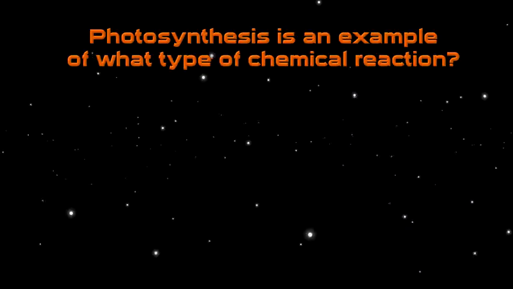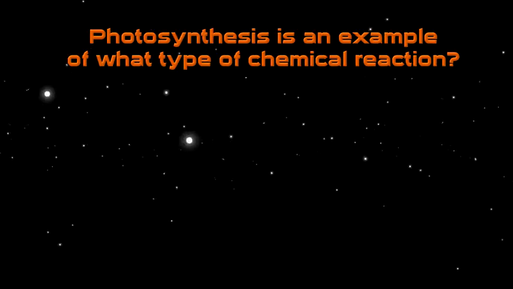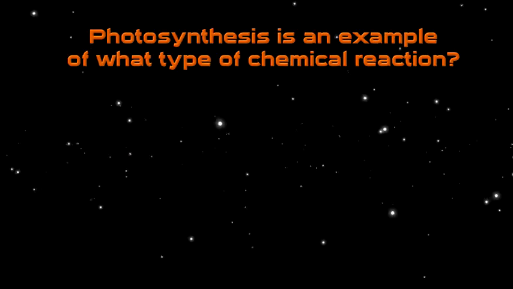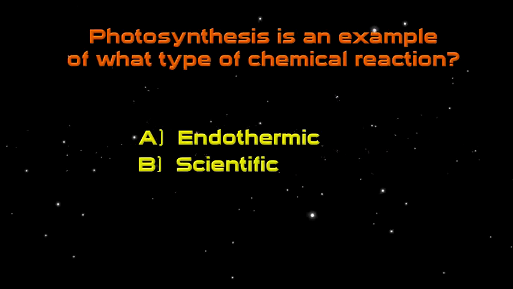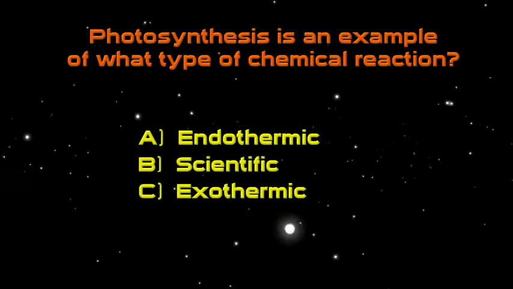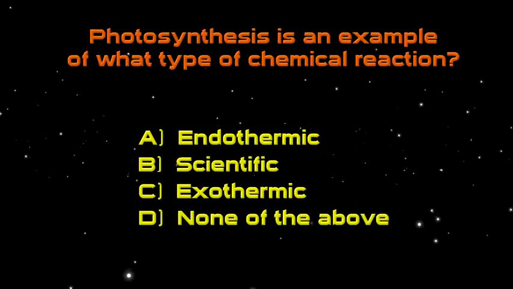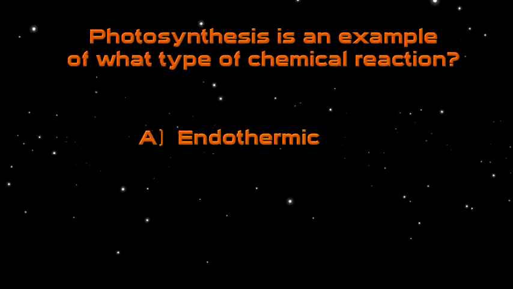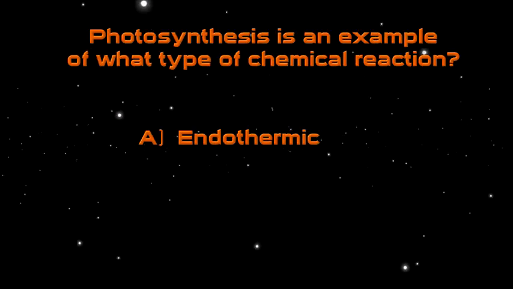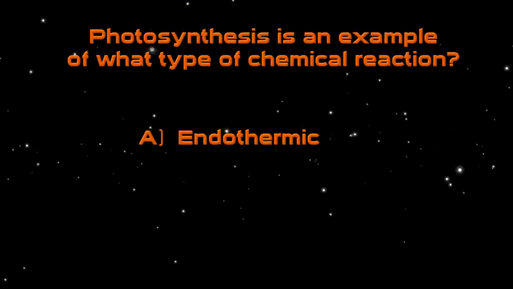If you answered A, you know that endothermic reactions often produce a decrease in temperature. Question 3. Photosynthesis is an example of what type of chemical reaction? A. Endothermic. B. Scientific. C. Exothermic. D. None of the above. The correct answer is A. Photosynthesis is a series of endothermic reactions.